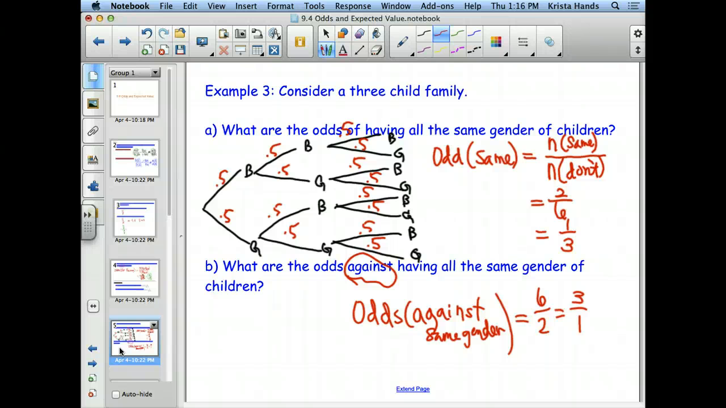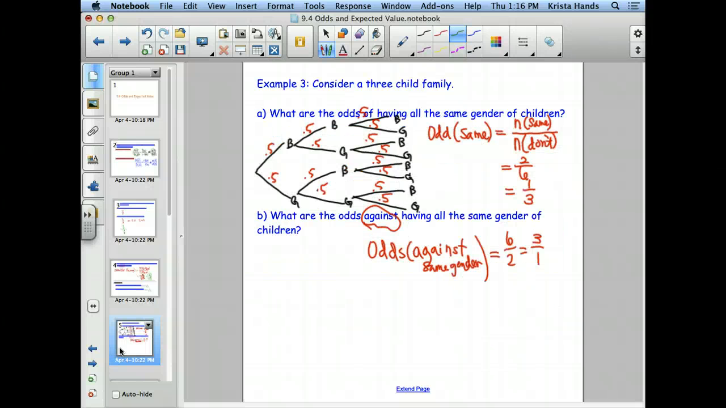Now notice this is very different if we were talking about probability. Not very different, but there is a difference. What if we wanted the probability of having all the same gender? You would take the total number. So I would have 2 on top, right? 2 and then 8.